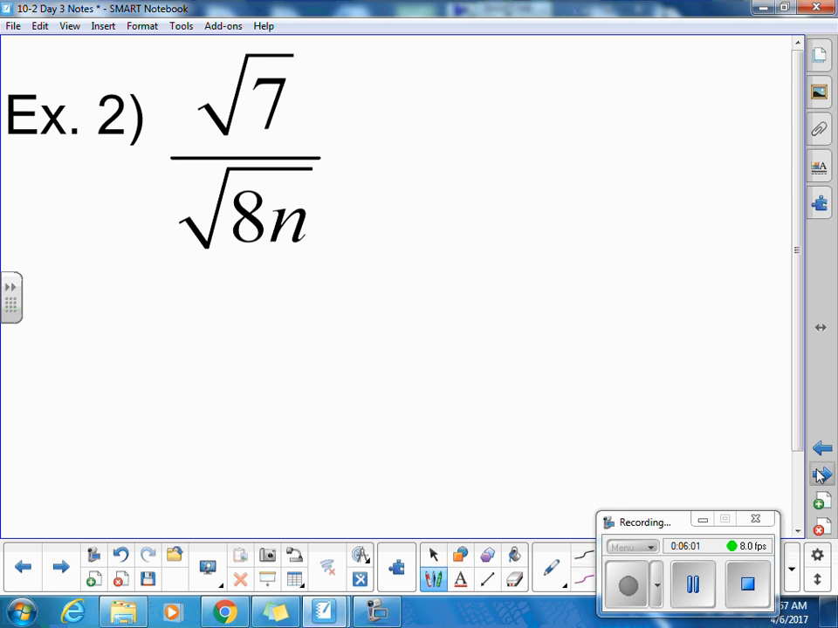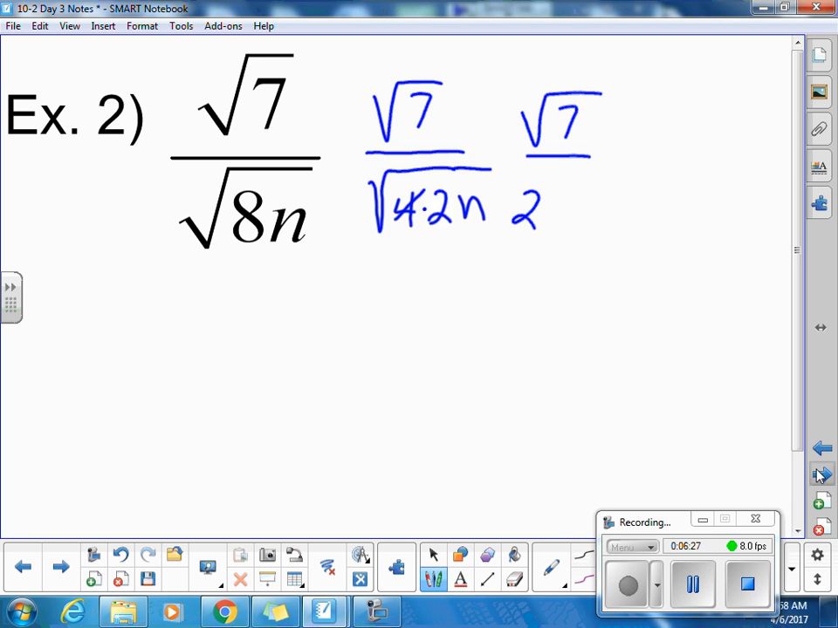All right, so what am I going to do in this case? Again, I need a pair of 8n's for one to come out, or I can simplify right away. So I can't simplify square root of 7, but 8n is square root of 4 times 2 times n, right? And square root of 4 I know is the number 2. So I'm going to get 7 over 2 square root of 2n. So now what do I need to multiply by in order to get rid of the square root of 2n? I need another square root of 2n.